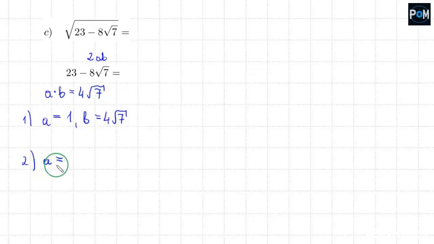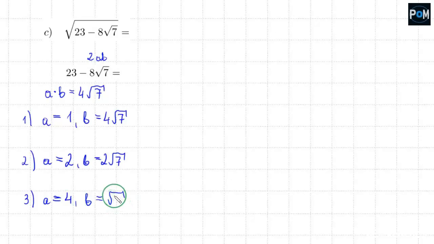The second option will be that a equals 2, and then b would have to equal 2 times the square root of 7. From such multiplication, I would also get this result. There's a third option. A could equal 4, b will equal the square root of 7, and from this operation, I will also get that result. So here I have 3 possibilities, one of which will be correct. We'll calculate and look for the right one.